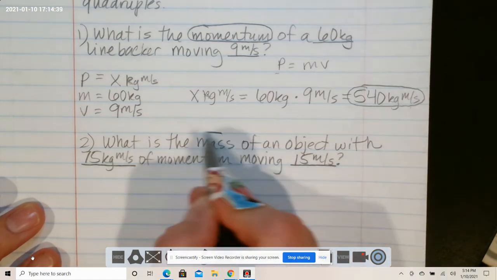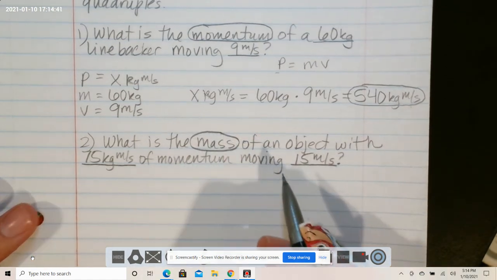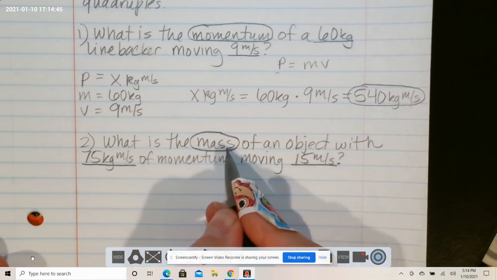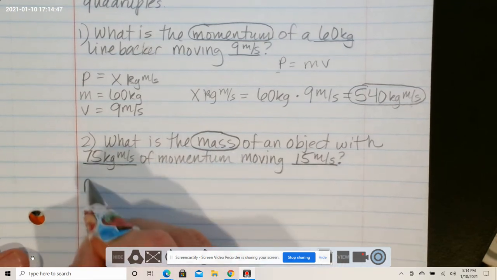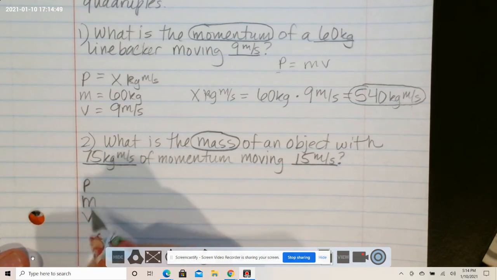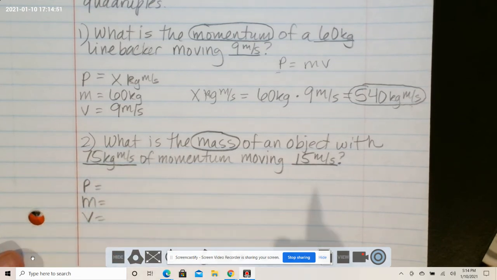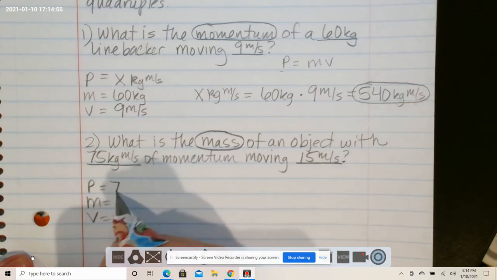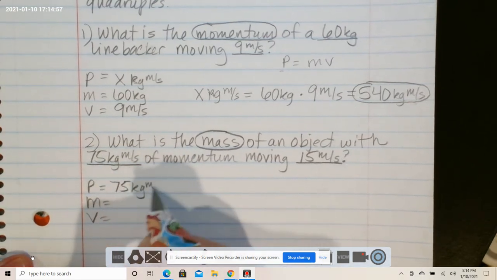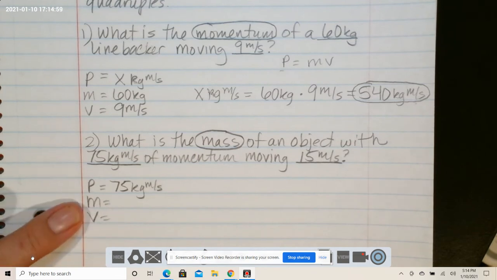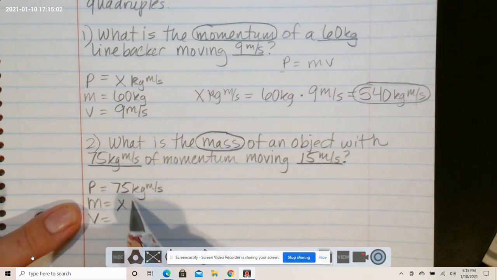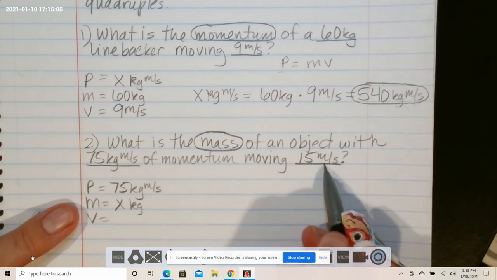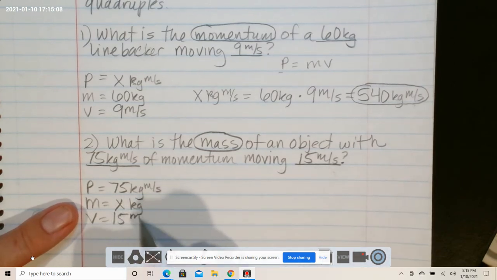We are looking for the mass. So we now need to find a different equation. We're going to look for M, but before that, let's write out our variables, P, M, V. That's all the variables of the equation we need to look for. We're given this time 75 kilograms meters per second for our momentum. We're looking for mass. That's going to be X, and our unit for mass is kilograms. And our velocity is over here at 15 meters per second.